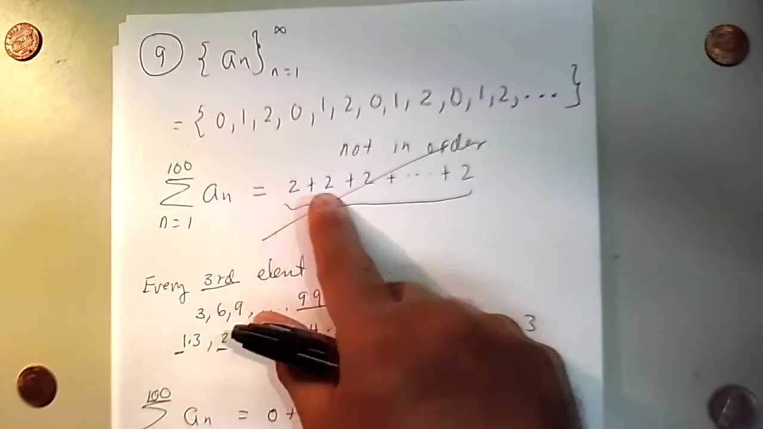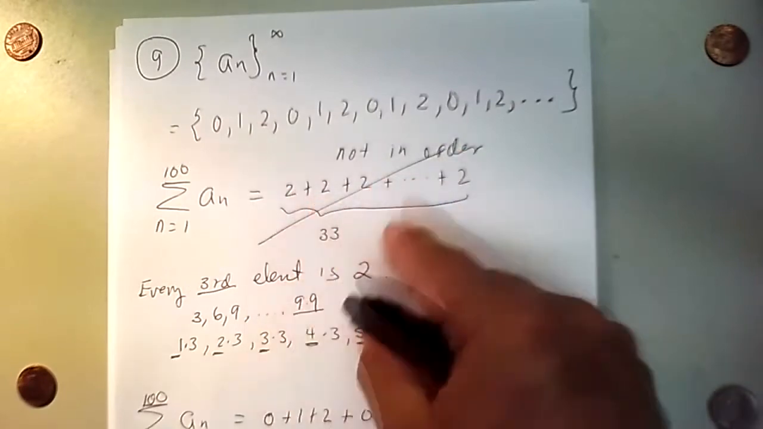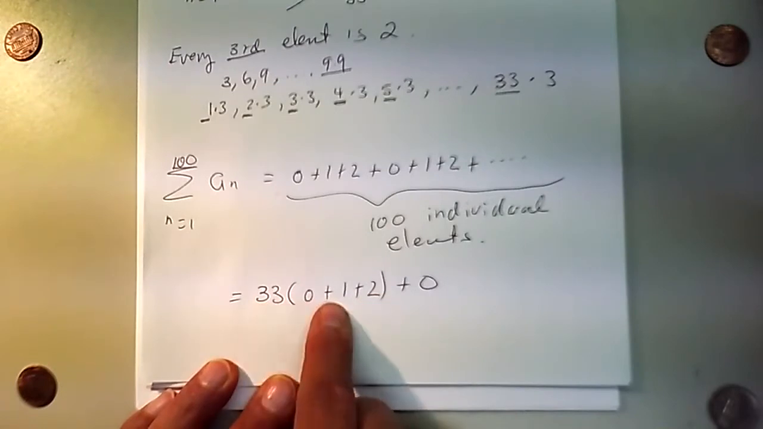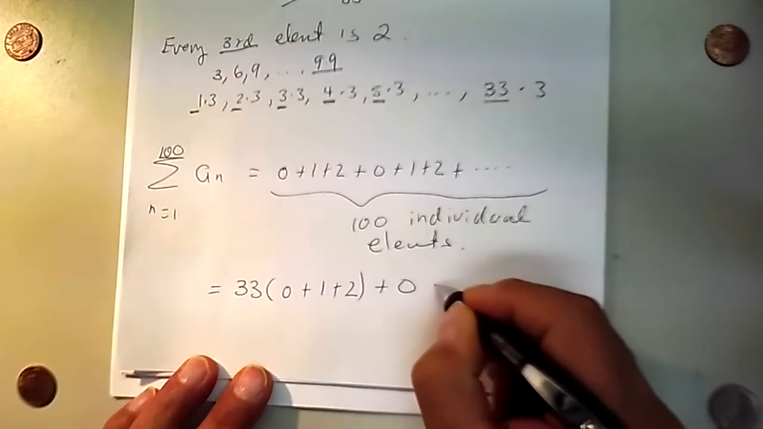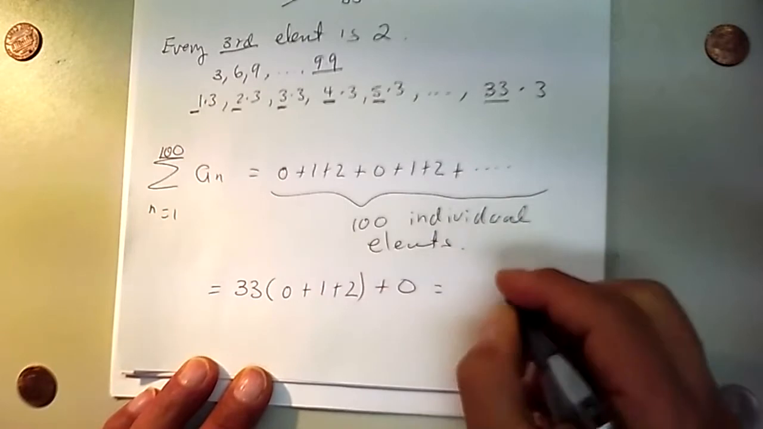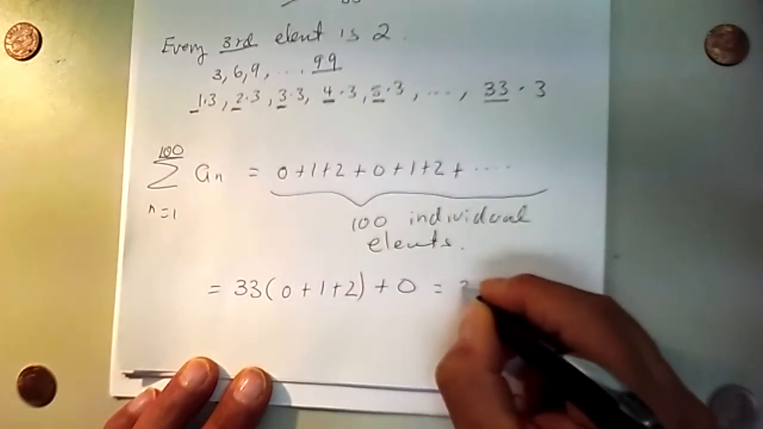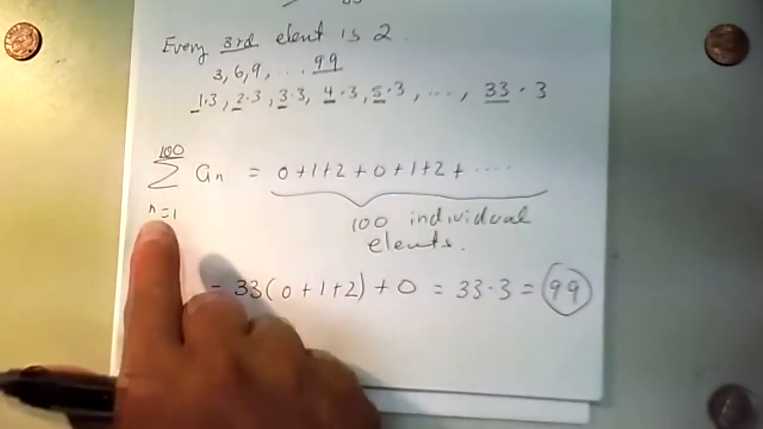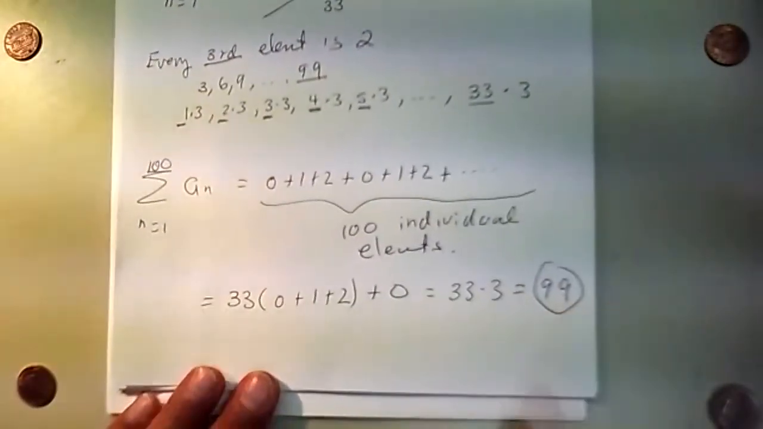One way to go about it, I realized this is probably easier. One way to go about it is to say, well, there's 33 twos, and then prior to each two, there's a 1. So there's going to be 33 ones. But that is the same thing as this, 33 twos and 33 ones and 33 zeros plus an extra 0. So that is really 33 times 3. Oh, what a coincidence. That is 99. Yeah, 33 times 3, which is 99. So the sum of the first 100 elements of this sequence is exactly 99.